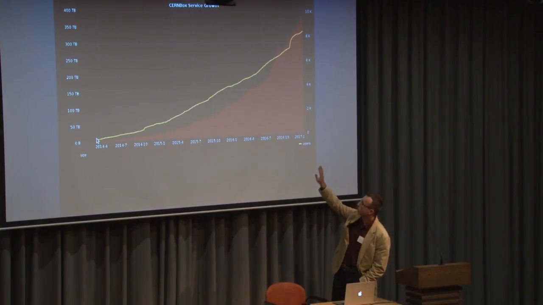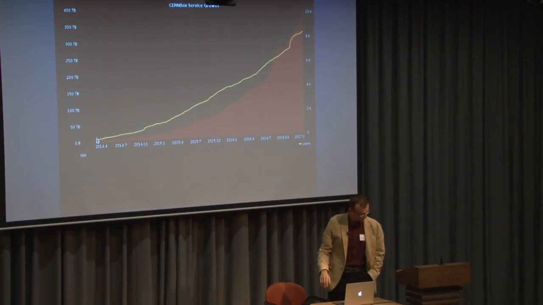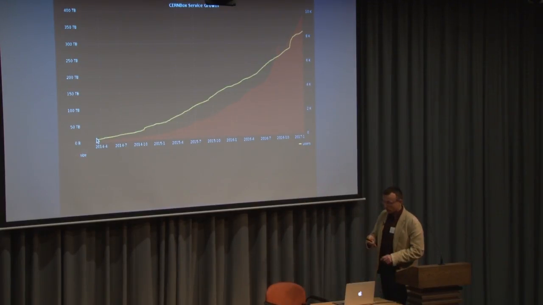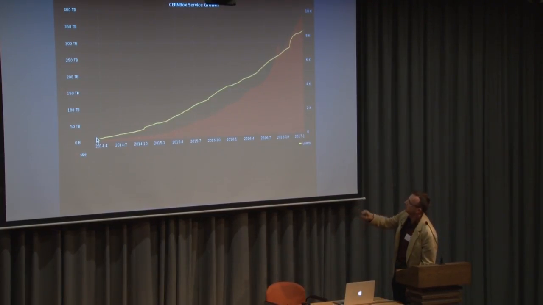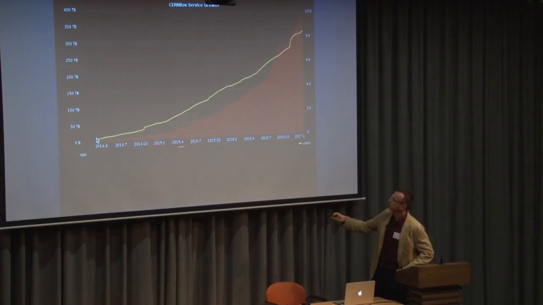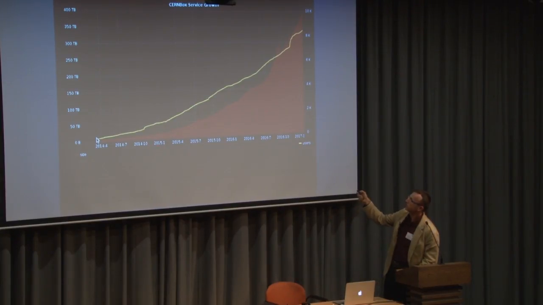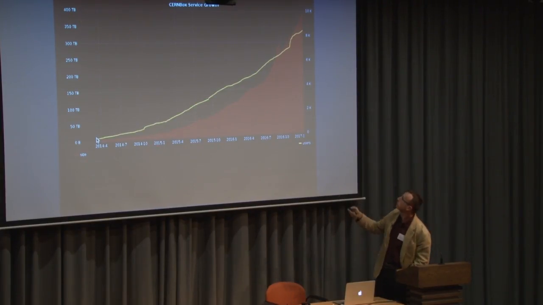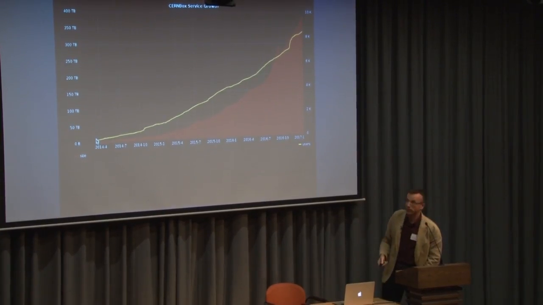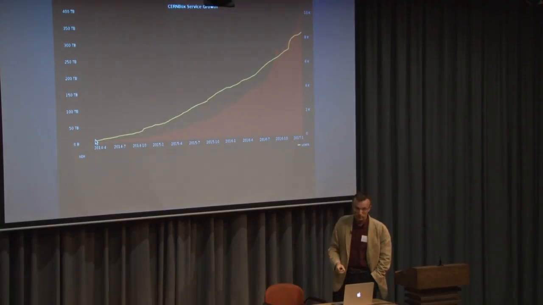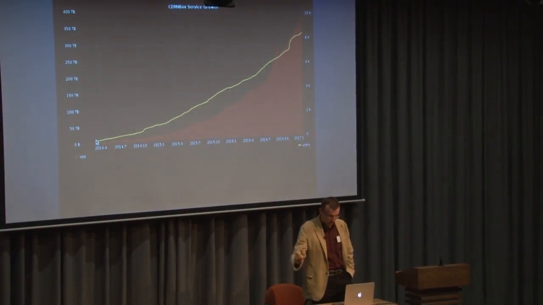One is the number of users, which is the yellow line here. And you can see this grows more or less linearly in time. And then here's the size of the storage that we have. So it's still pretty small, but as you can see here, this line is really following an exponential trend. Okay, so this service growth is from the past.